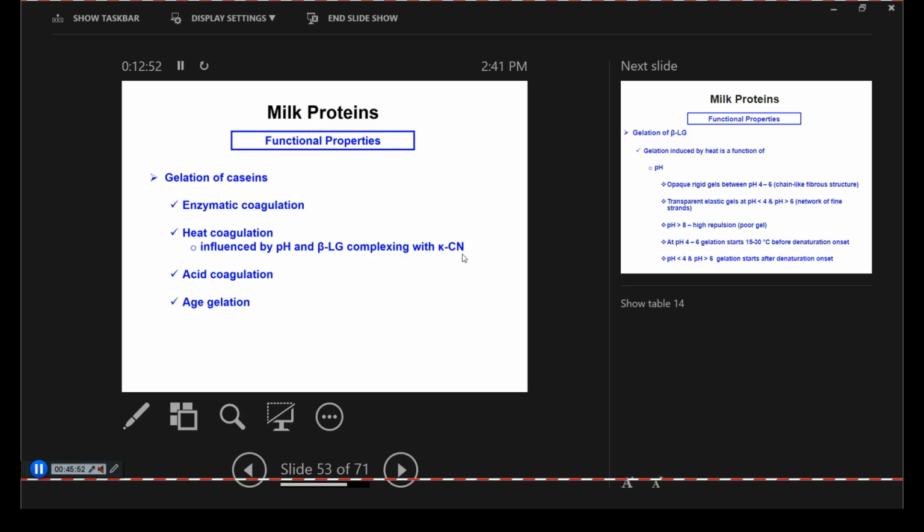Acid coagulation, that means with the reduction of pH to the isoelectric point of 4.6, losing the net charge, therefore they come together via hydrophobic interactions forming a three-dimensional gel. And the age gelation we talked about last time, in the presence of plasmin hydrolyzing some of the kappa casein, not necessarily kappa casein, hydrolyzing beta caseins, causing thinning and then sedimentation of the proteins, as well as complexing of beta-lactoglobulin that has been denatured due to pasteurization of the milk, complexing over time with the kappa casein, again causing gelation.